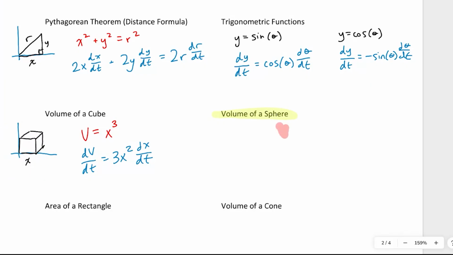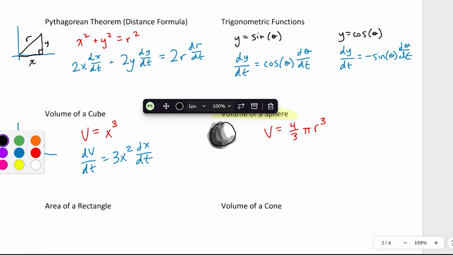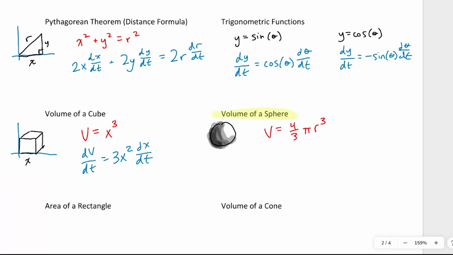The volume is 4/3 pi r cubed. And props to you if you remember that from geometry. So a sphere is just like a three-dimensional circle, just so we're clear. Yeah, I can't really draw very good, but I'm trying to get some dimension on there.